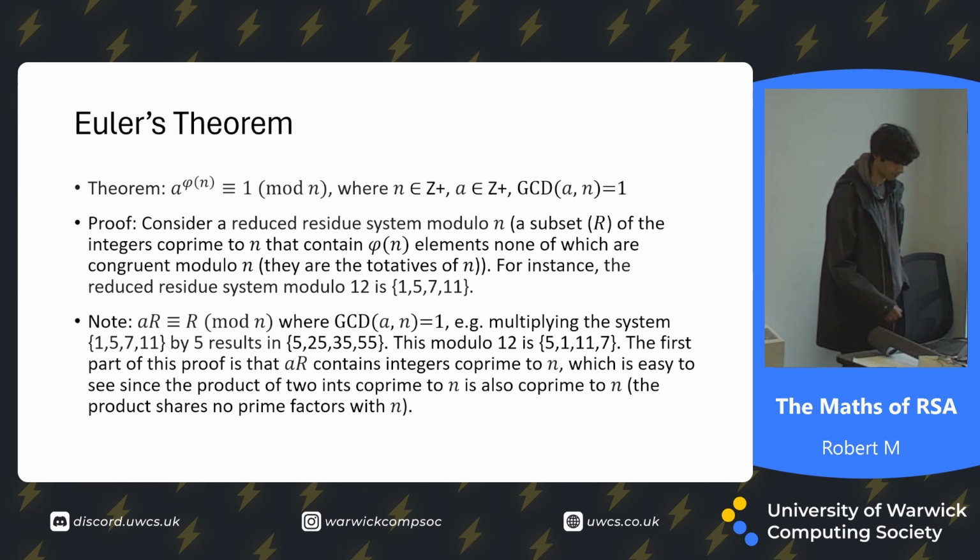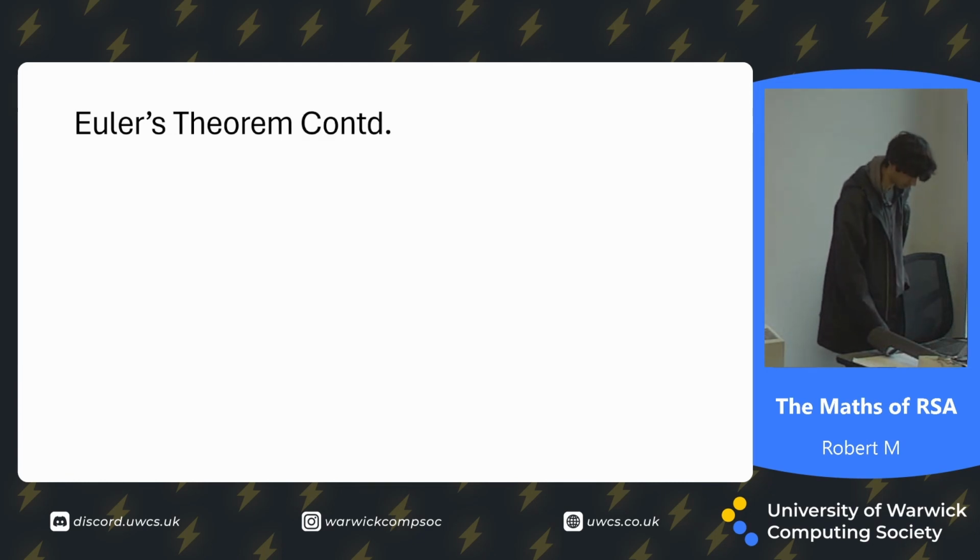So the first part of this proof is to show that AR contains integers that are co-prime to n, and that's quite easy to see because you've got two integers that are co-prime to n multiplied together. Of course, they're going to be co-prime to n. If neither of the factors shares any prime factors with n, then the overall product won't share any prime factors either.